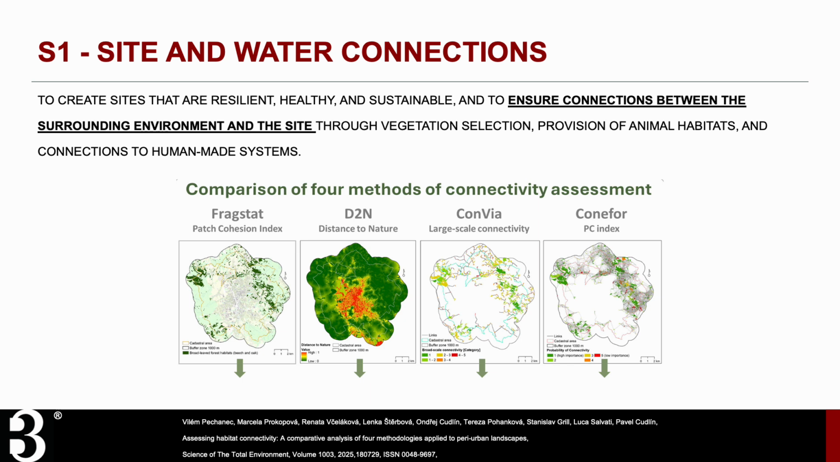The first section is Site and Water Connections, S1. The main intent of this section is to create sites that are resilient, healthy, and sustainable, and to ensure the connections between the surrounding environment and the site are preserved through vegetation selection, provision of animal habitats, and connections to human-made systems. You'll see that we underline and bold some of the words in each of these sections to highlight where the revisions are targeted for this update.